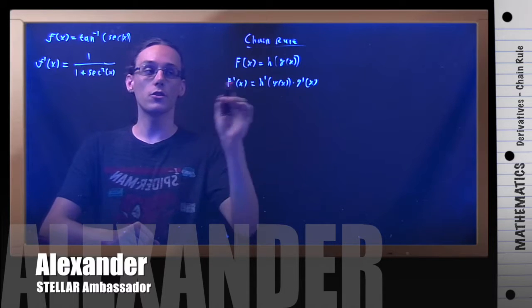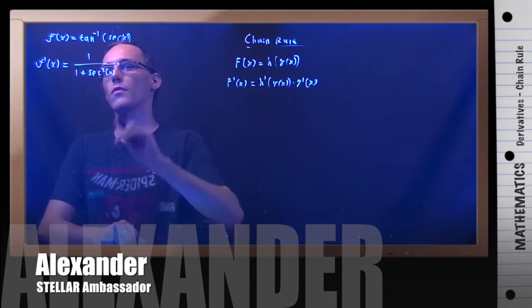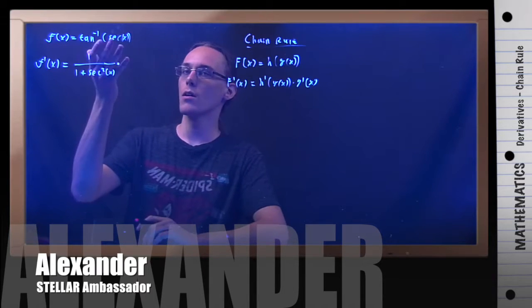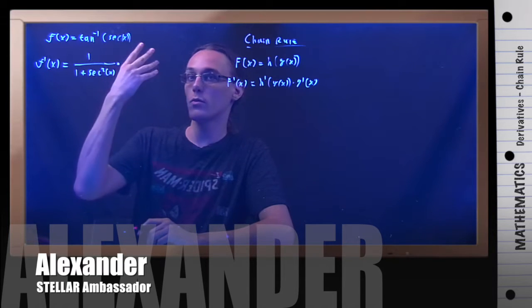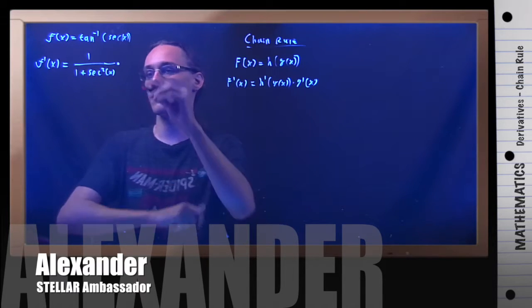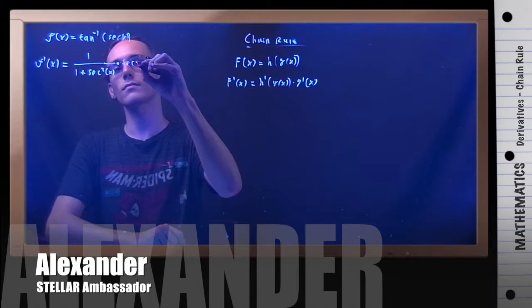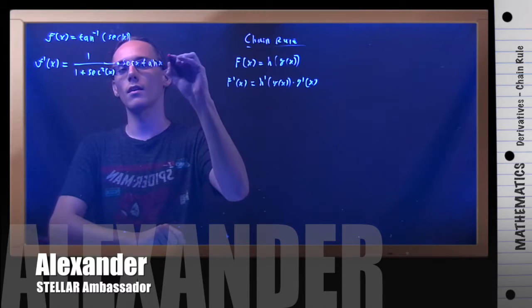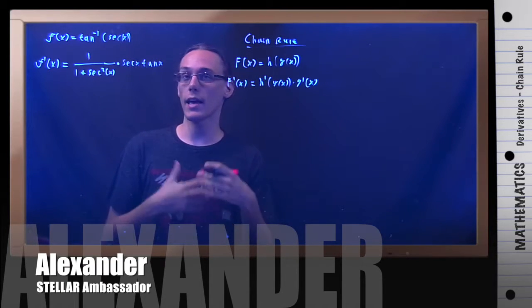Okay, but now the chain rule tells me I also need to multiply by the derivative of what I had inside. Well, what I had inside was secant, and the derivative of secant is secant times tangent. So I'm going to write secant times tangent. Now that's basically the end of the calculus.